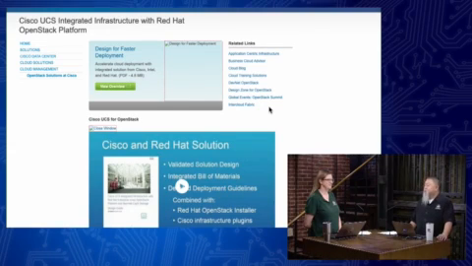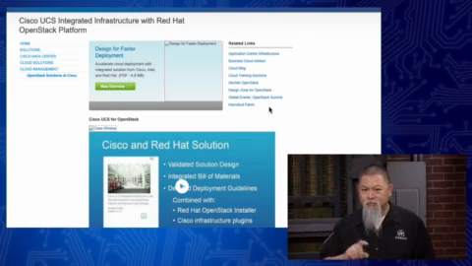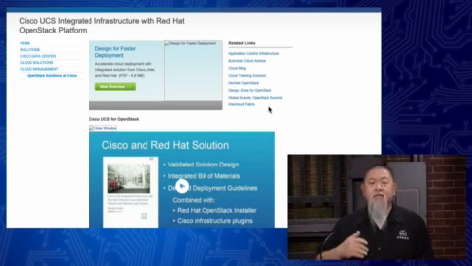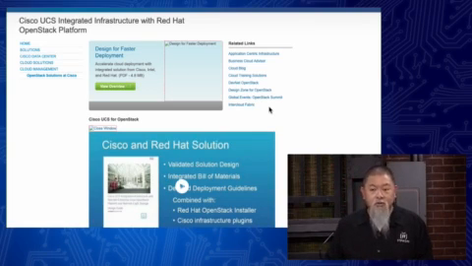It's so close that you would actually be able to find this. It is so weird, right? So the other term for this is an acronym, UCSO. Sorry, I put too many S's in it. So this is Red Hat's integrated infrastructure with Cisco UCS.